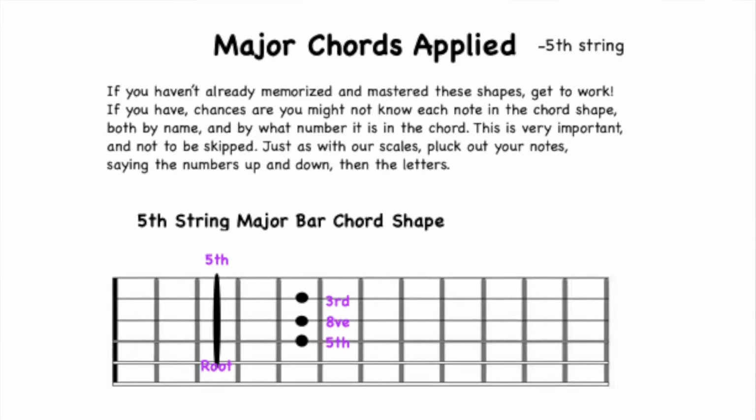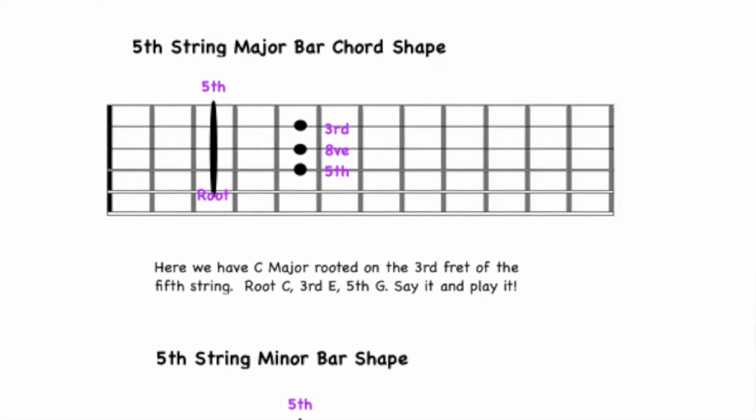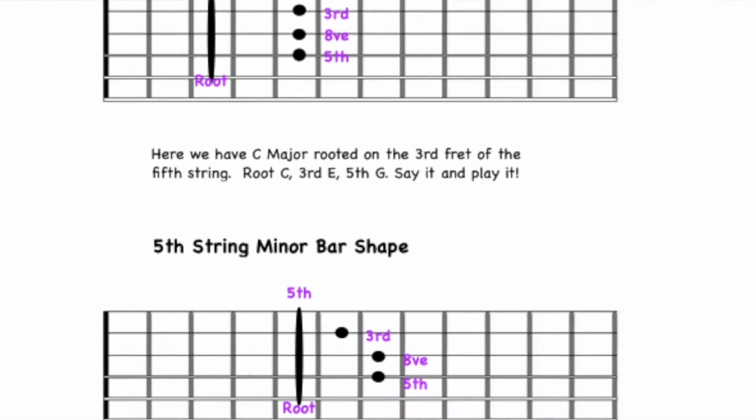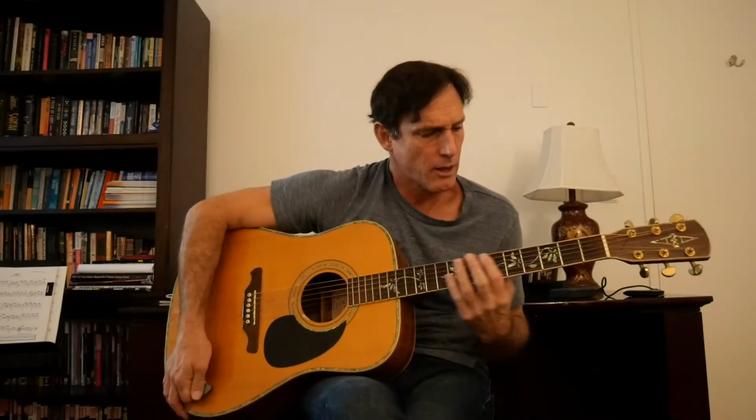Once you've gone ahead and done all that work, we could also apply this to the neck a little bit, and we could learn some bar chord shapes if you don't already know them. These are really important chord shapes to know. So you have a fifth string major shape and a fifth string minor shape. Let's take a quick look at where these come from or relate to some open position chords you already know.